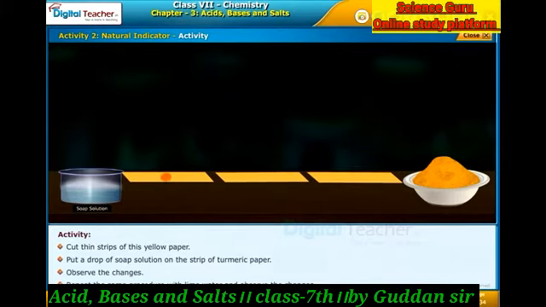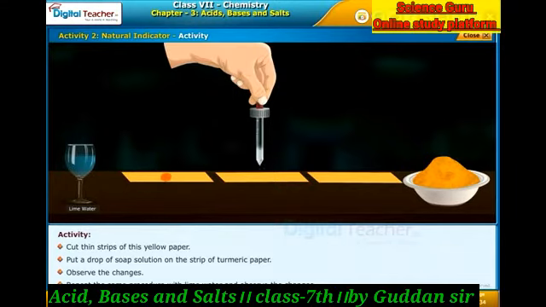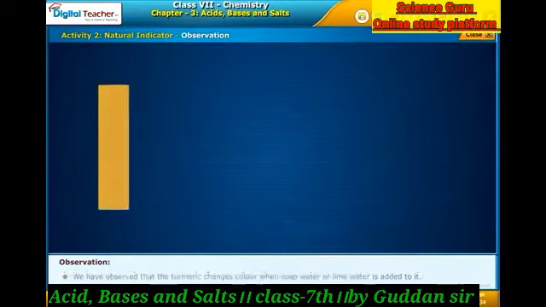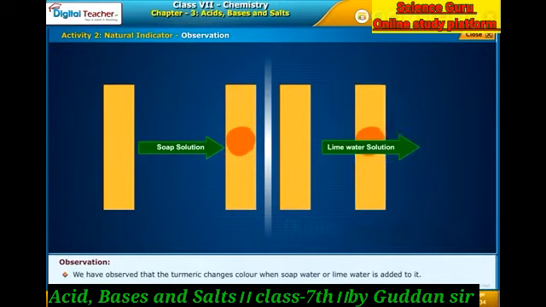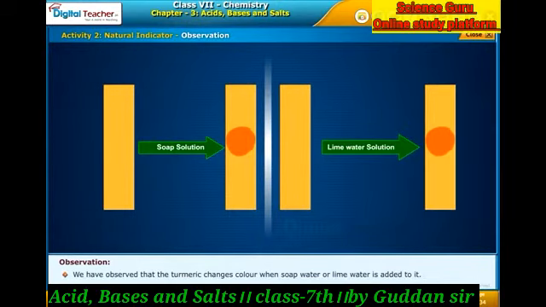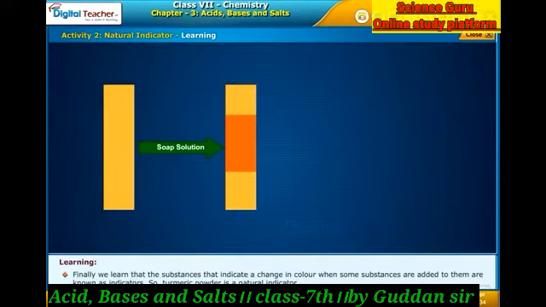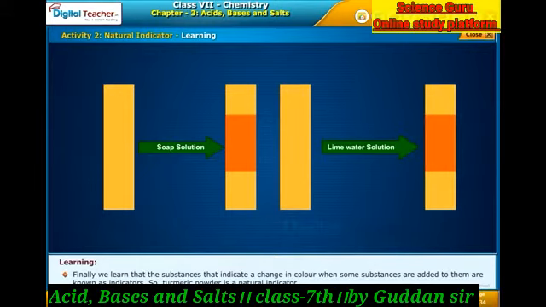Repeat the same procedure with lime water and observe the changes. We have observed that the turmeric changes color when soap water or lime water is added to it. Finally, we learned that the substances that indicate a change in color when some substances are added to them are known as indicators. So turmeric powder is a natural indicator.